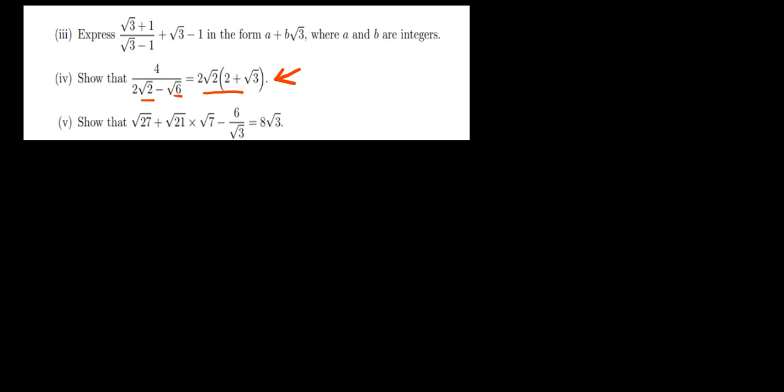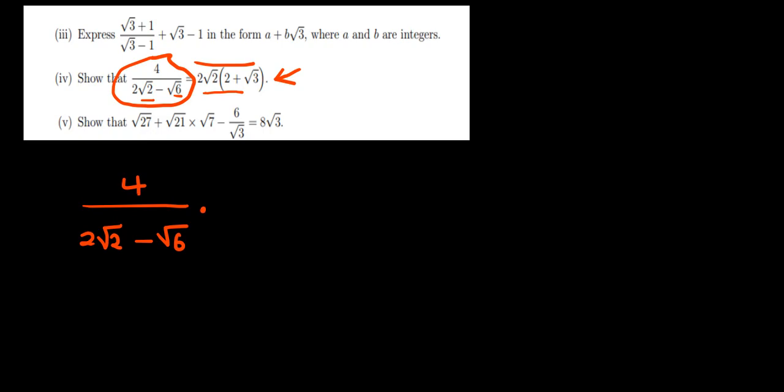So what we need to do here to show that what we have on the left hand side is the same as what we have on the right hand side, we just have to rationalize the denominator. So we have this expression 4 over 2 root of 2 minus root of 6. We are going to rationalize the denominator on this. So how do we rationalize the denominator there?